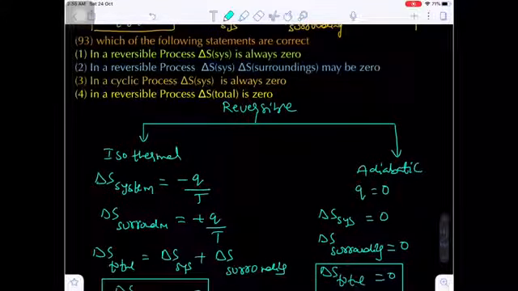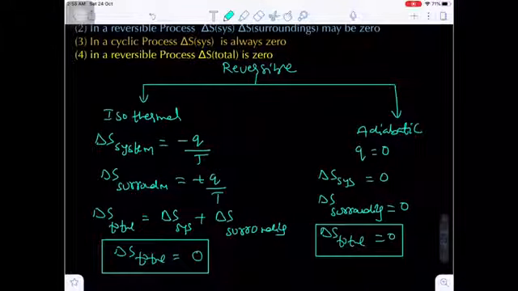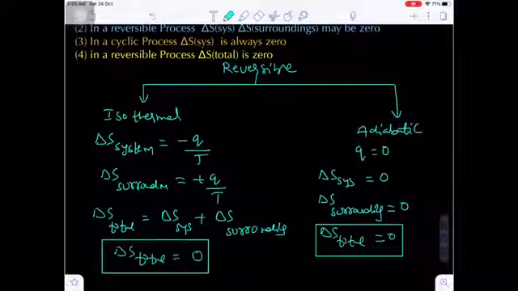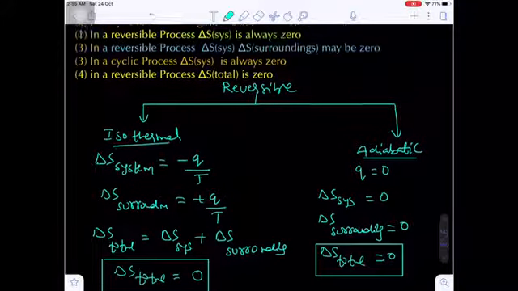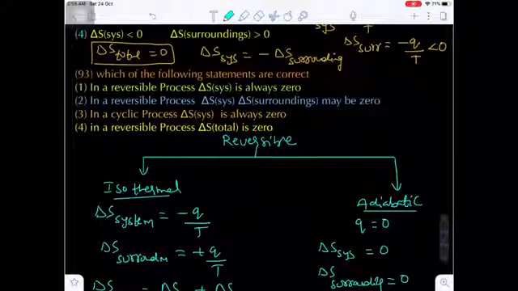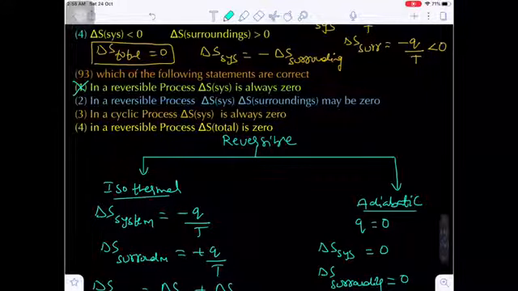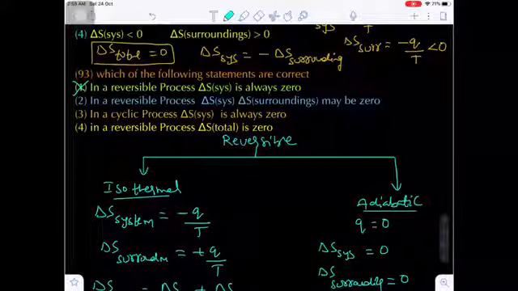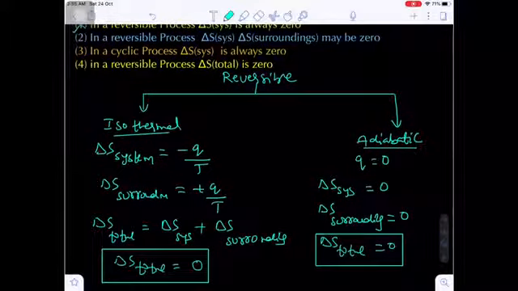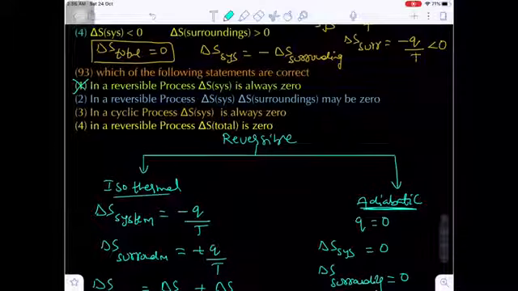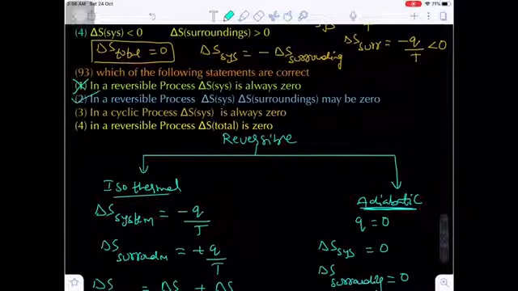Now the first option, in a reversible process, delta S system is always 0. Always 0, that means delta S system will be 0 only corresponding to adiabatic. It is not corresponding to isothermal. So always means this statement will be the incorrect statement. Question number 93. Now come to second option. In a reversible process, delta S system, delta S surrounding may be 0. That means this is explaining the adiabatic condition. Maybe, not compulsory. So statement 2 is correct.